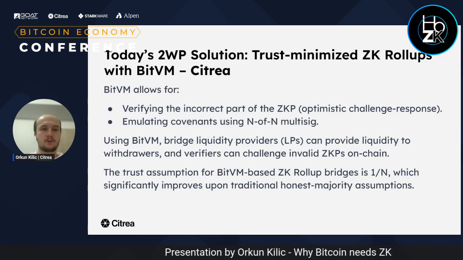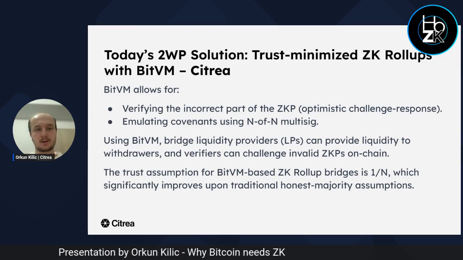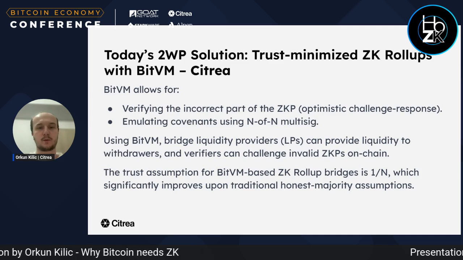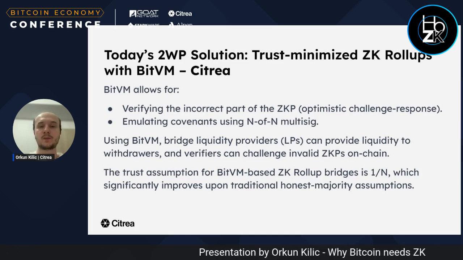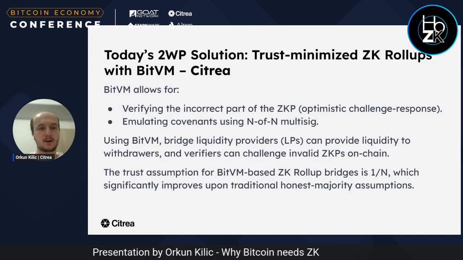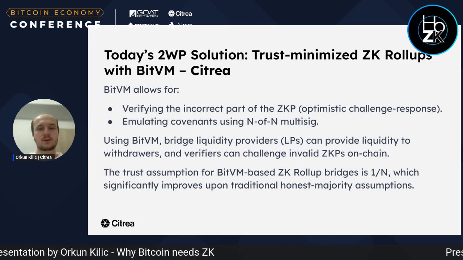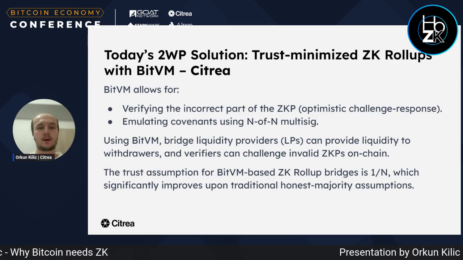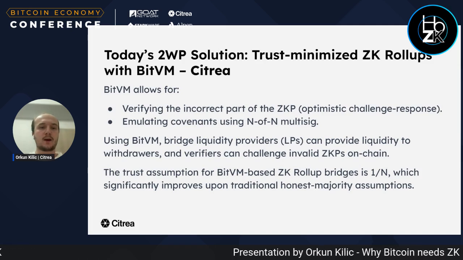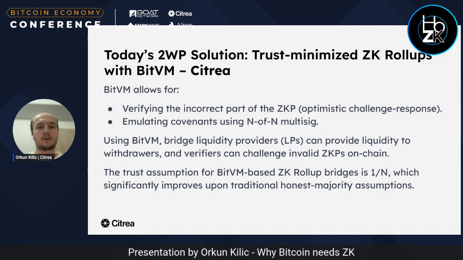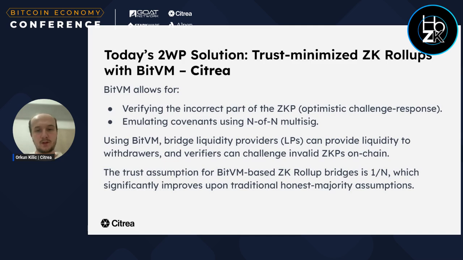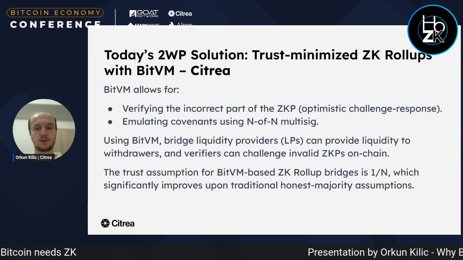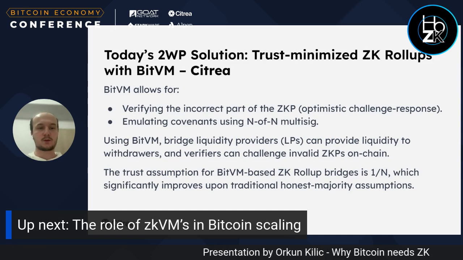On Citrea right now, we have this BitVM component, which we utilize to settle our ZK rollup to Bitcoin, so that we can have a trust-minimized ZK rollup where we can move our BTC from the Bitcoin main chain to Citrea very easily. BitVM is an optimistic challenge-response protocol that allows verifying a ZK proof in an optimistic manner. It also emulates a covenant, using an N-of-N multisig. With these assumptions, we can build a ZK rollup bridge with a 1-of-N assumption instead of the traditional honest majority assumptions that come with multisig bridges, such as sidechains or moving Bitcoin to Ethereum.